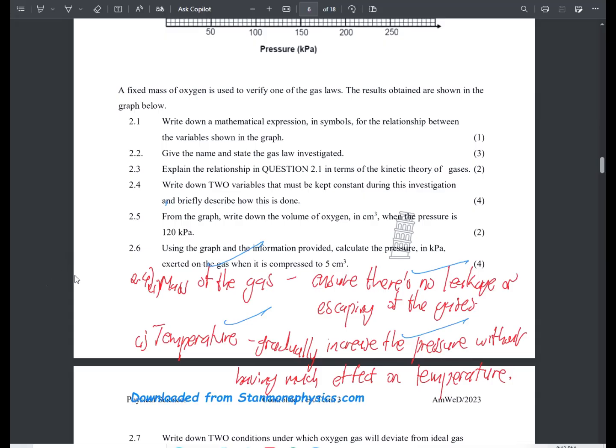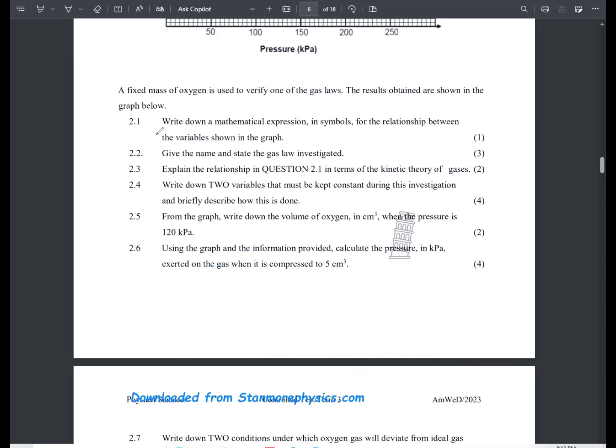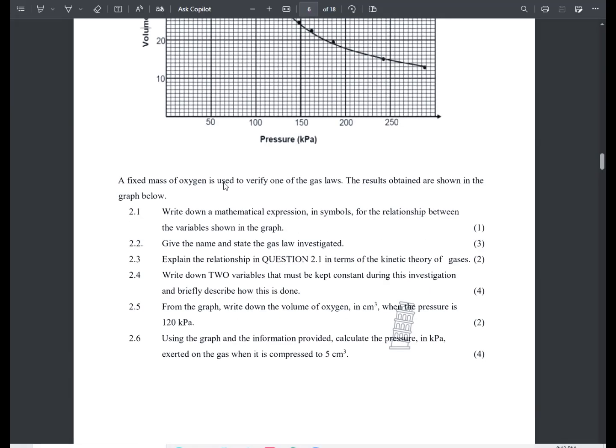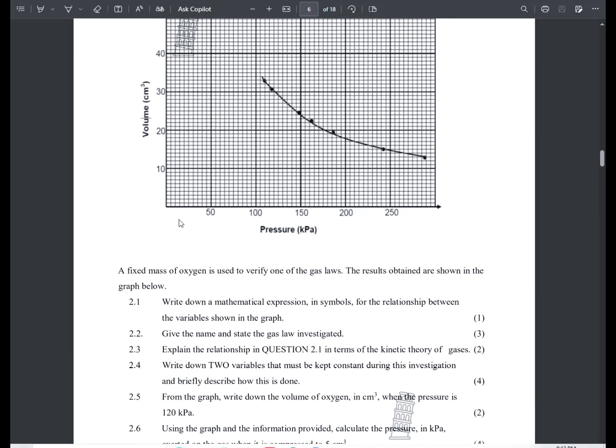Okay, so from the graph, write down the volume of oxygen in centimeter cube when the pressure is 120 kilopascals. So obviously, this needs us to be able to find the interval here. So normally, this is what you do. You know that with this type of graphs, you have 10 blocks dividing here. So each and every big block here has 10 smaller blocks. So if you can count 1, 2, 3, 4, 5, 6, 7, 8, 9, 10.